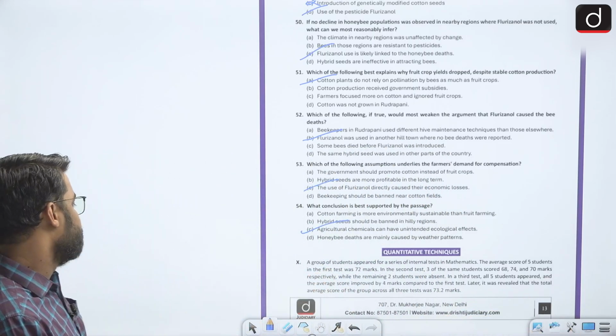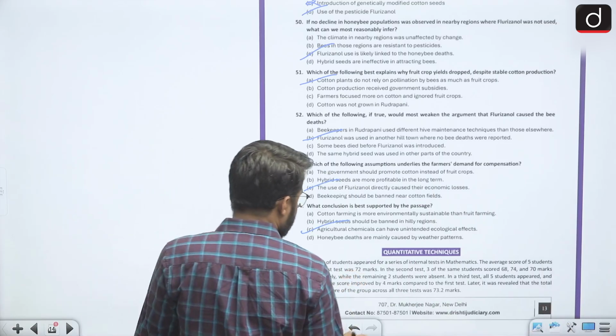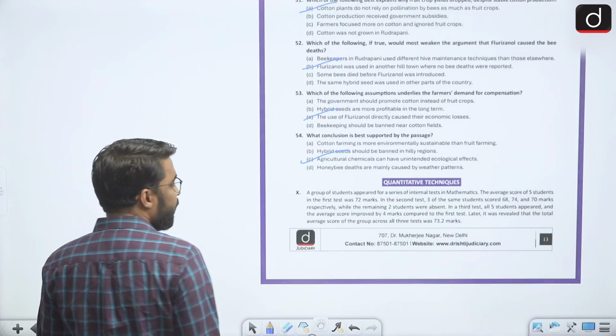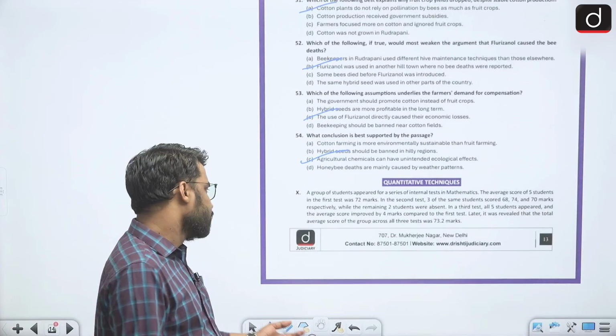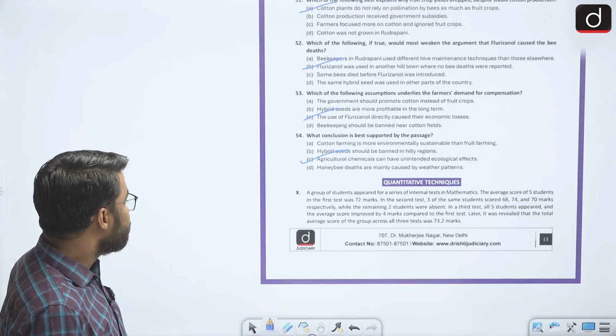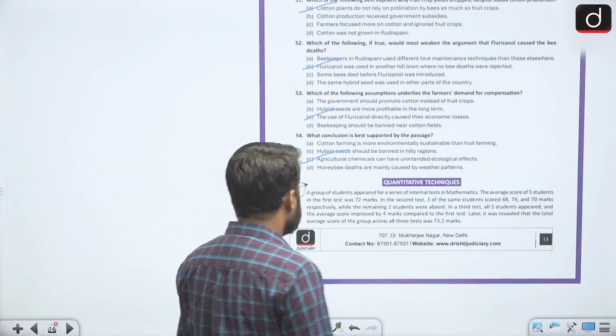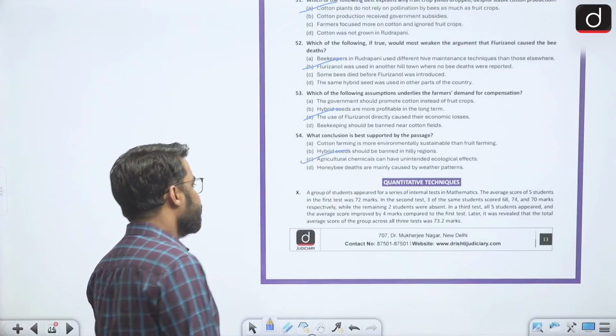So agricultural chemicals can have unintended ecological effects. They did not intend this, but somehow it happened. So C will be correct here. So these were your logical reasoning answers, and now let's go to quantitative aptitude, quantitative techniques.